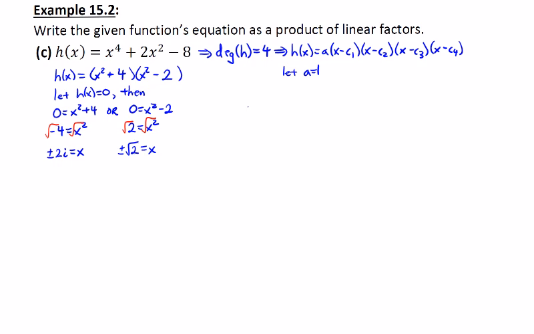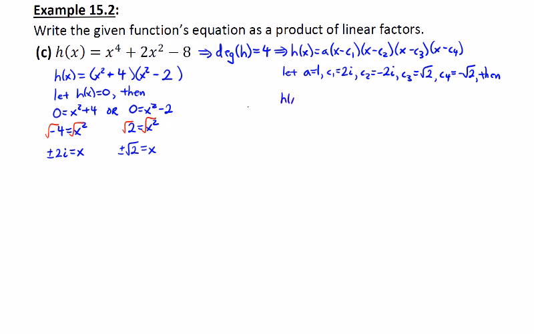Come back over here to where we let a equal 1, and let's assign the other values. C1 is going to be 2i, C2 will be negative 2i, C3 is going to be the square root of 2, and then C4 is going to be the negative square root of 2. And the order that you choose those in does not matter. They're going to end up being in their own individual factors anyway.